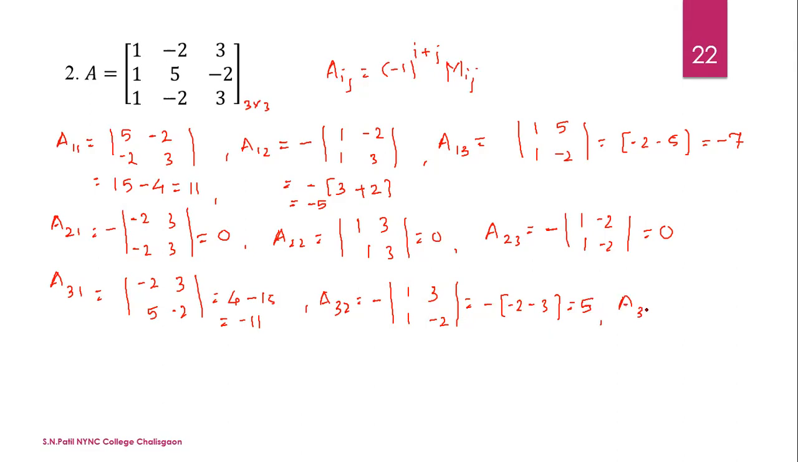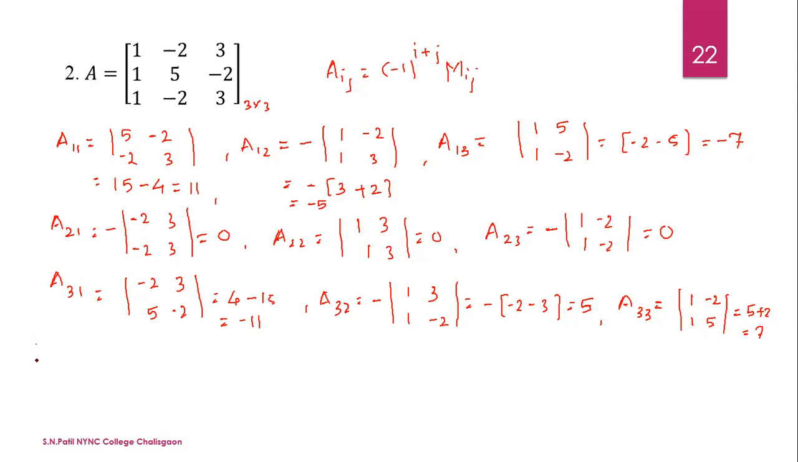Now next, last, A33. The addition is even, plus sign is here. The minor of this last element, deleting the row and column, 1 minus 2, 1, 5. That is 5 and minus minus plus. 5 into 1, 5 and minus 2 into 1, minus 2 and minus 10. That is 5 plus 2, that is 7.